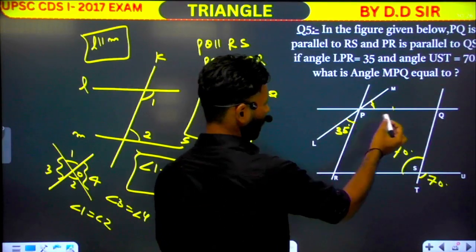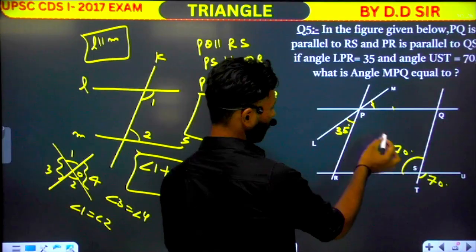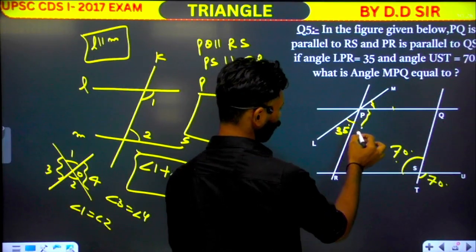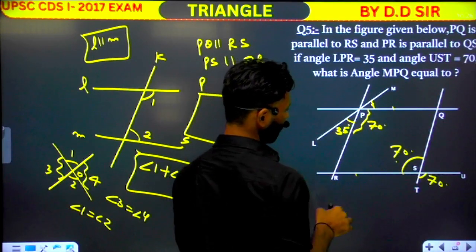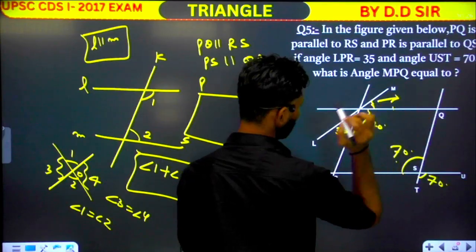So this is a parallelogram over here, and I told you in a parallelogram opposite angles will be equal. This angle is 70, so this will be 70. Understand that? And this angle is provided as 35 degrees. We have to calculate this particular angle.